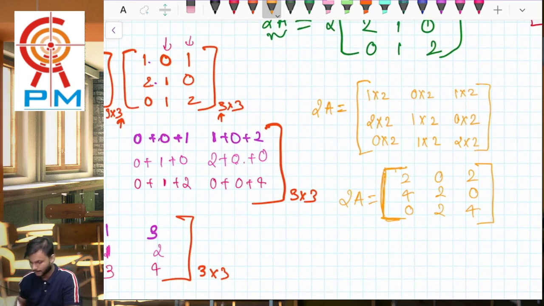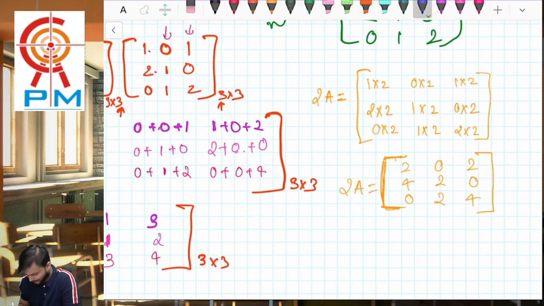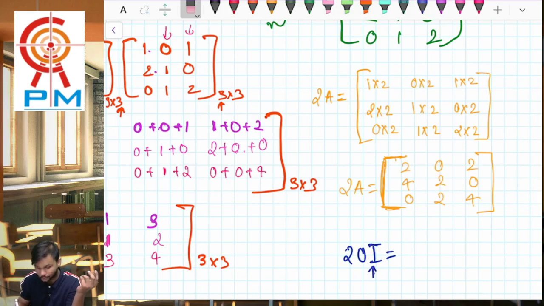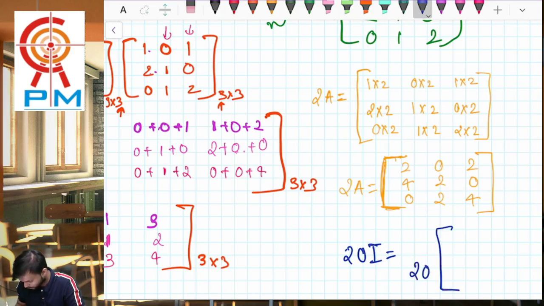Okay, and now for the last part I need to calculate 20I. Now remember one thing, when we were studying types of matrices, I represents the identity matrix or unit matrix, which is nothing but a matrix in such a way that the entire diagonal elements are 1 and rest all the elements are 0. And so now writing it in this way, 20 is the scalar number which is going to get multiplied.